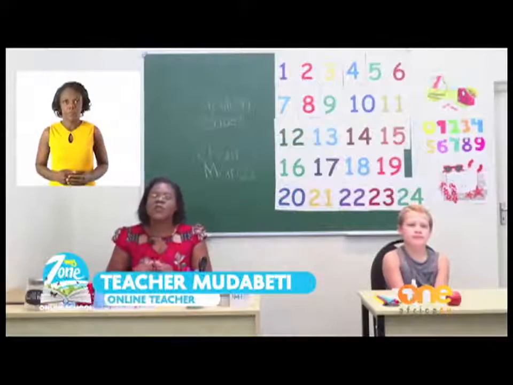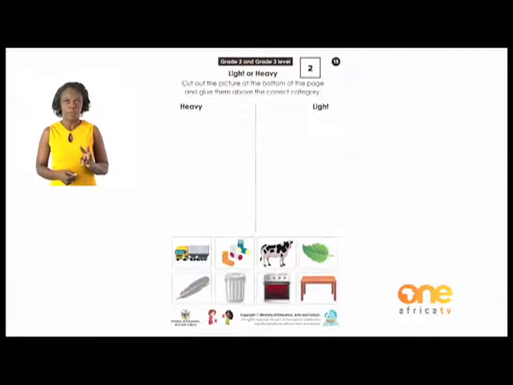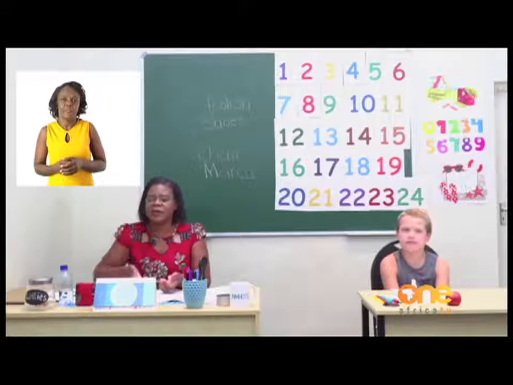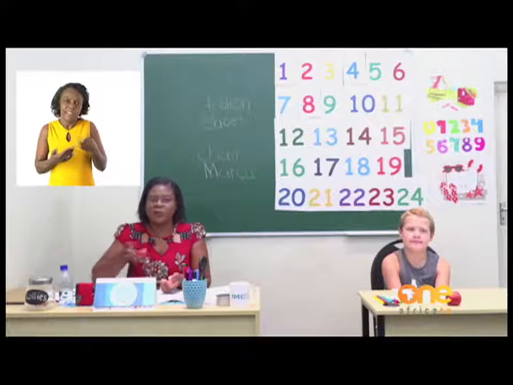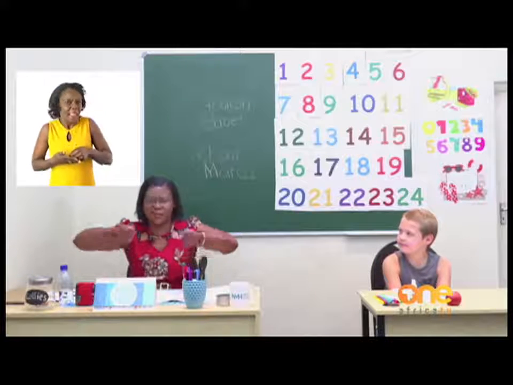Okay, children, let's go to page 13. All right. On page 13, we are going to identify the heavy objects and the light objects. Before we start to identify and sort them out, we are first going to know what is heavy and what is light. Something which is light does not have much weight. I can lift it without having to struggle. But something which is heavy, I have to use my muscles.